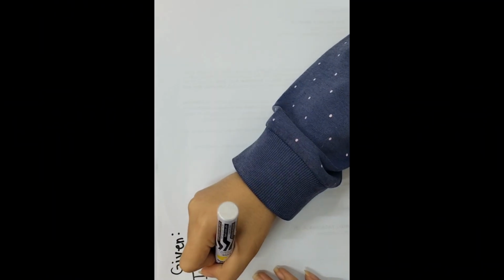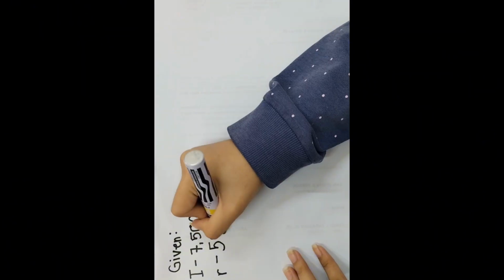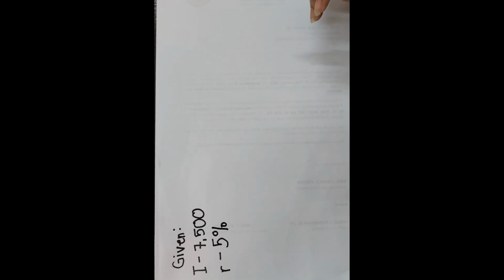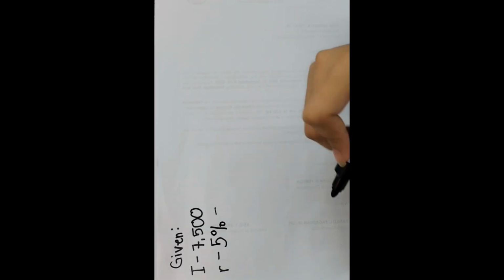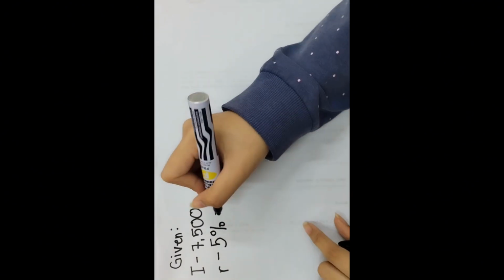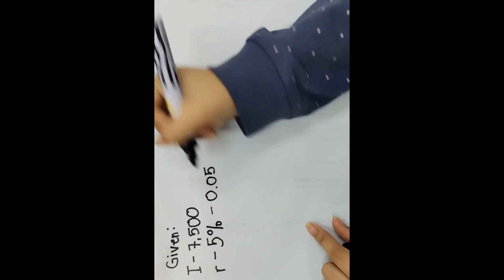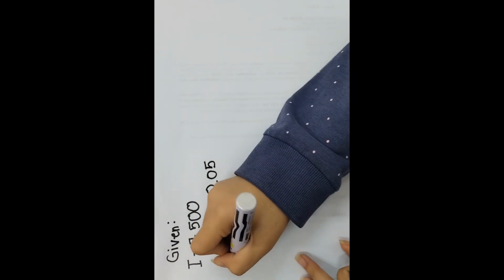Next is our percent, which is called our rate, where we can determine it through the word percentage or the symbol of percent, which in our problem is 5%. But before we solve our problem, our rate must be converted to decimal, which is we are going to move 2 numbers to the left, so our 5% will turn into 0.05. So next is our time.